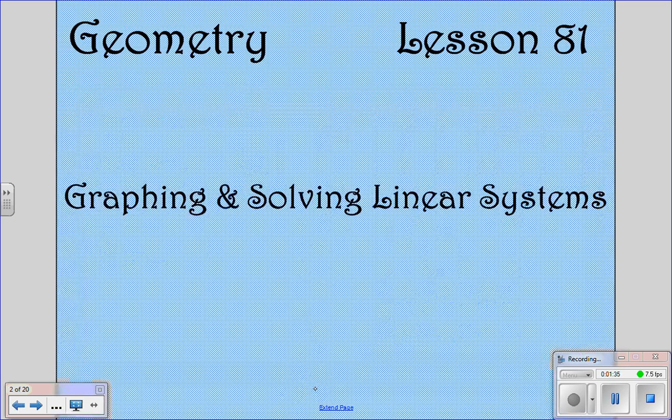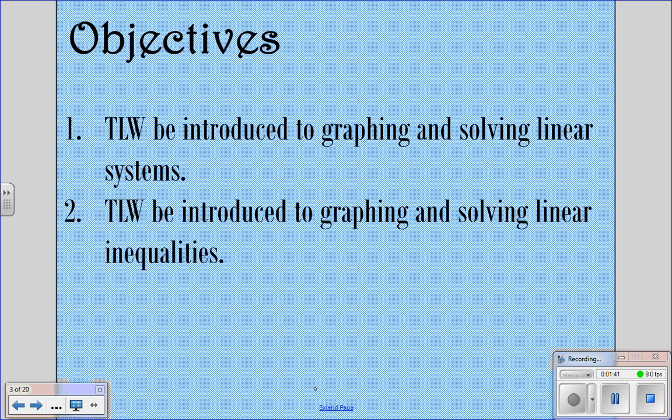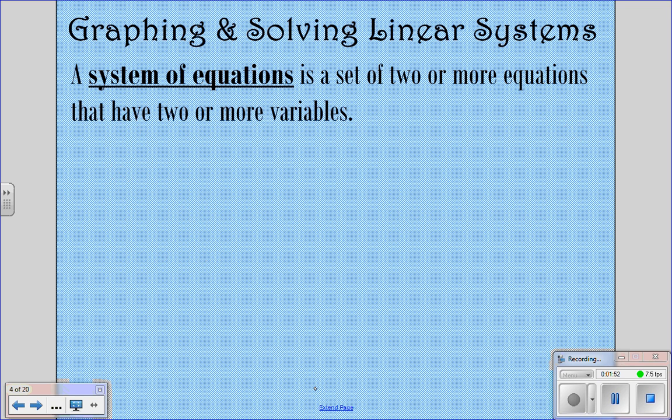So today we're looking at lesson 81, graphing and solving linear systems, and then we're also going to look at lesson 88. So hopefully you'll understand how to graph and solve linear systems, and also graph and solve linear inequalities. The inequalities part will be lesson 88. So a system of equations is a set of two or more equations that have two or more variables. We dealt with systems of equations last year.